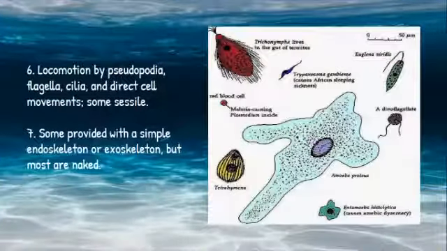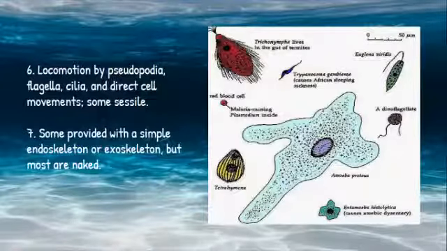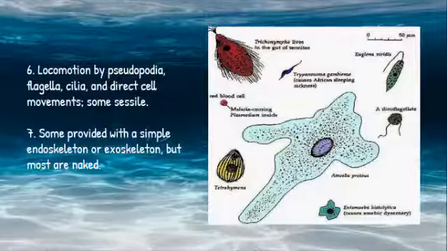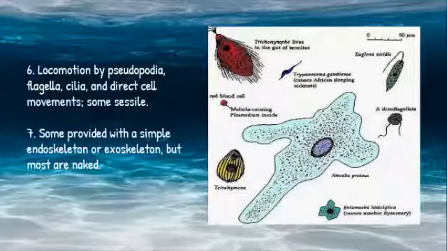For locomotion, they use pseudopodia. Pseudopodia, for example, in the amoeba in our illustration, we can see that this amoeba has extensions. These extensions are called pseudopods. Pseudopods means false feet. They use these false feet or pseudopods to propel themselves and move.